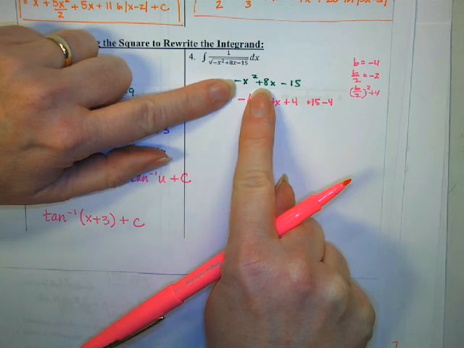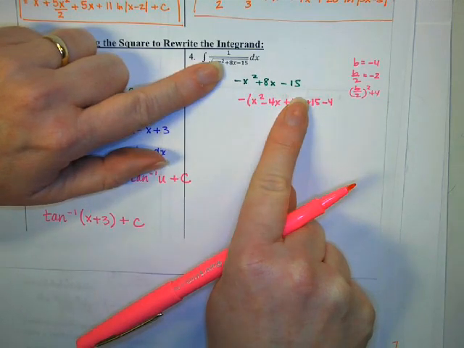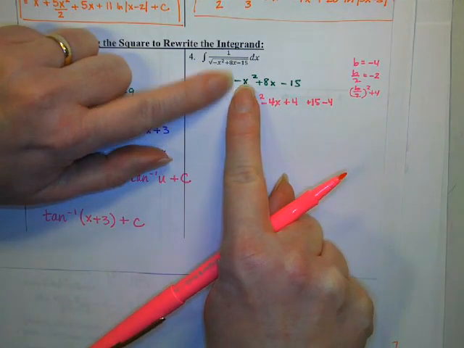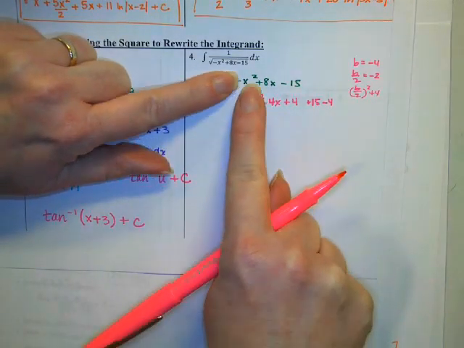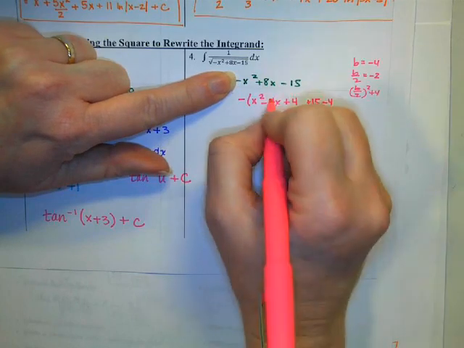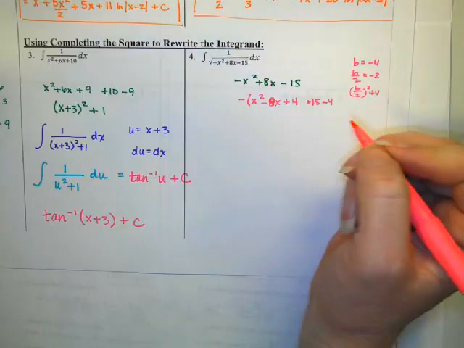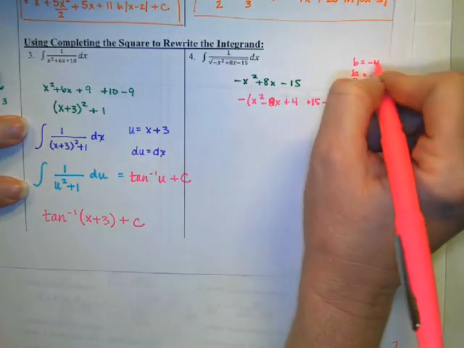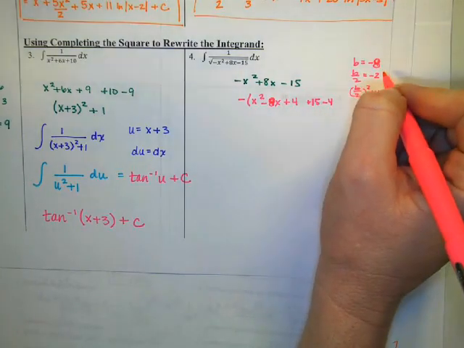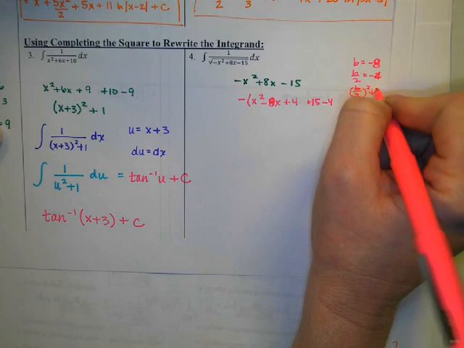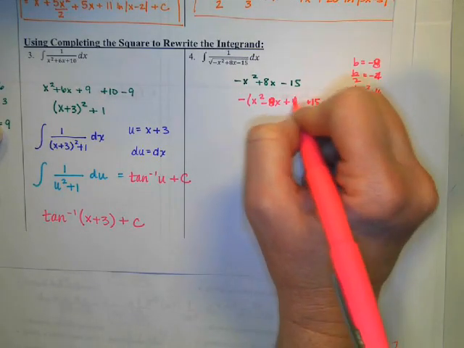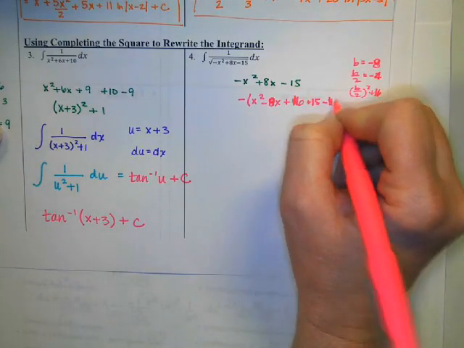I did. Well, the first thing I did was factor out negative 1, to make that positive. Oh, I see what you mean. This should be an 8. Sorry, you're right, I was one step ahead of myself. So that makes this negative 4, which makes that positive 16. Plus 16 and minus 16. Okay.